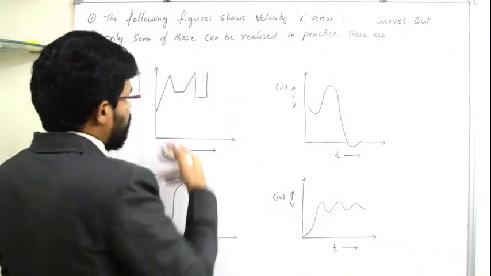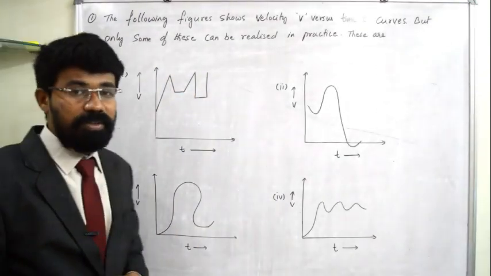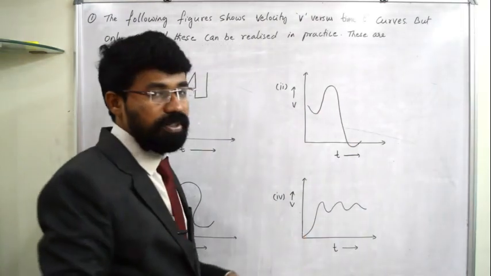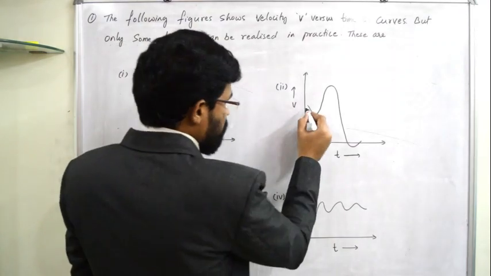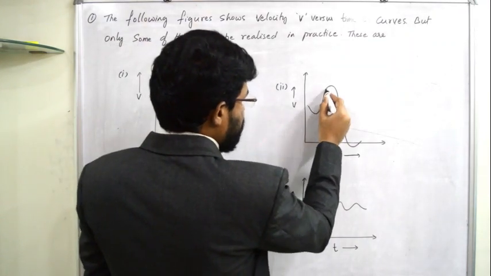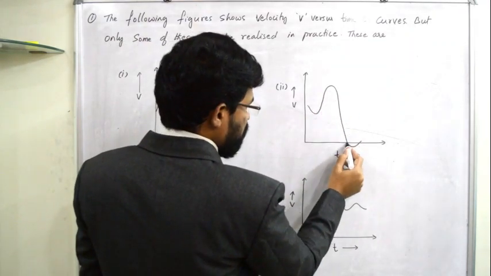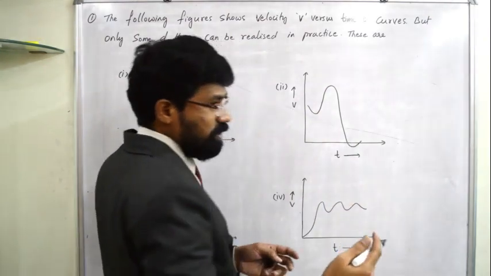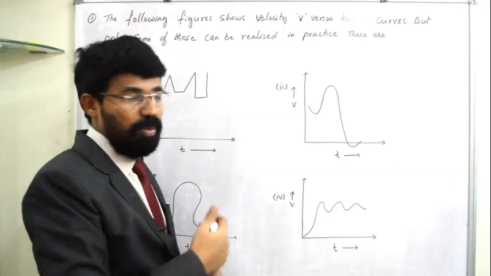Here, if you are having a straight line, what do you say? You say that the body is undergoing uniformly accelerated motion. Here the curves indicate that velocity is not changing uniformly. So here it is decreasing, and again it is increasing, and again it is decreasing, and it has become 0, and after this, the velocity has become negative. It means the body is traveling in the opposite direction.